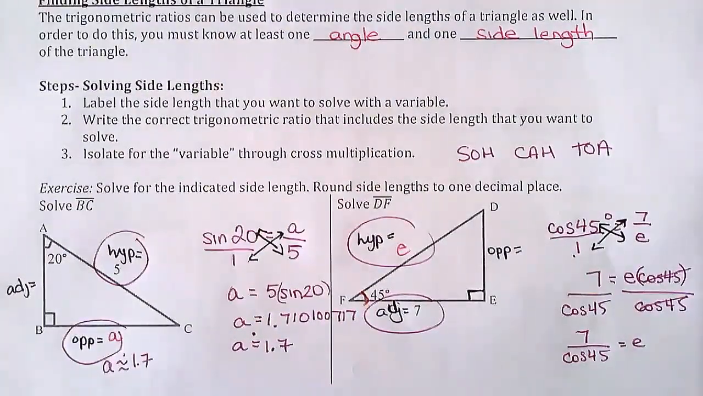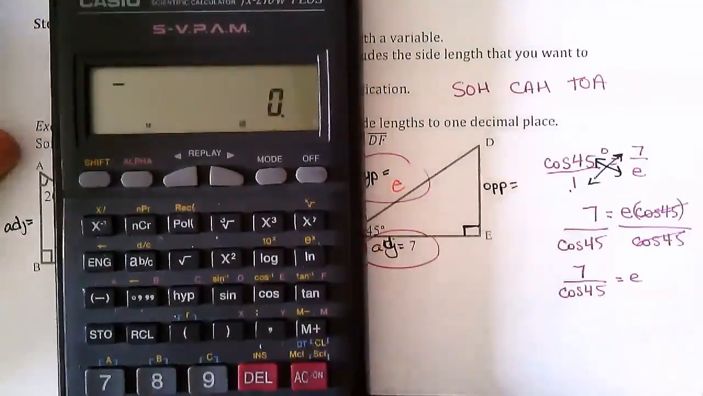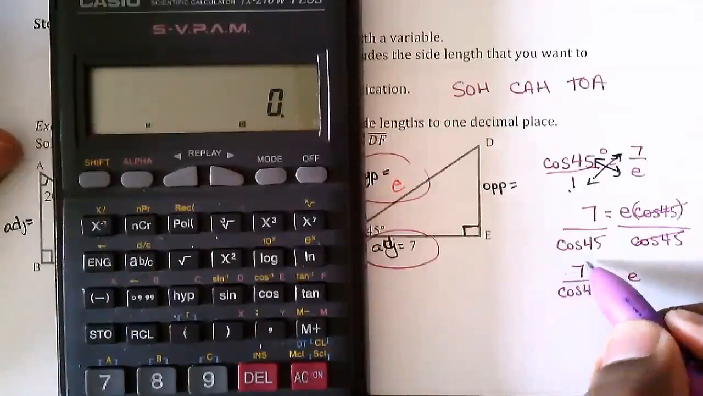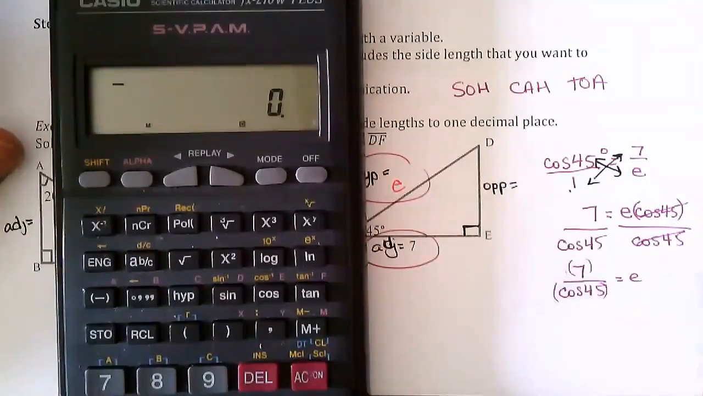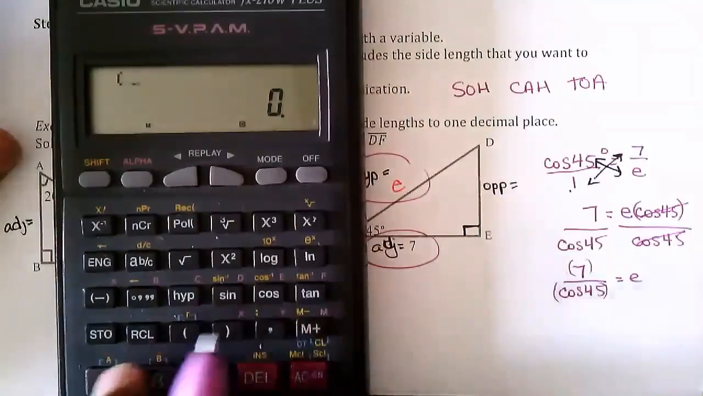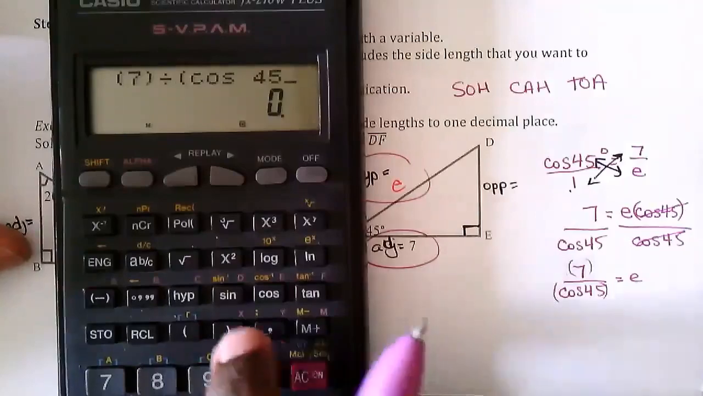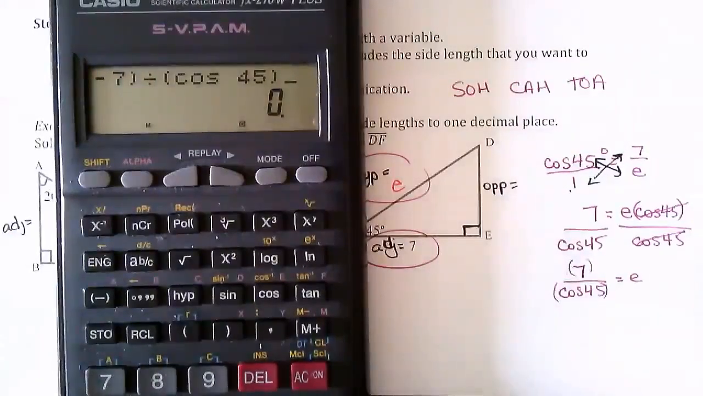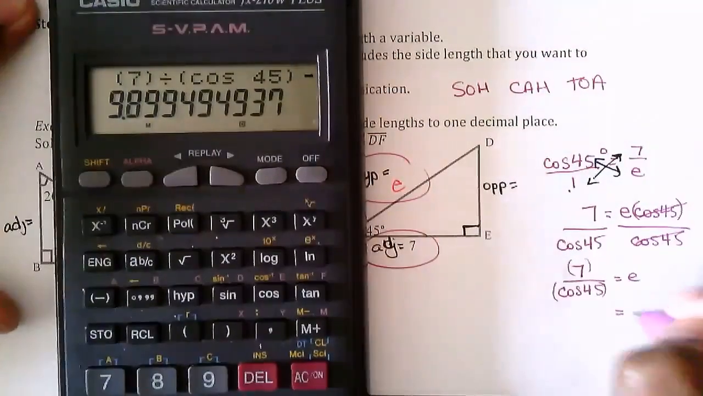Okay? Right now, you've isolated for e. There's nothing you can do except plug it into your calculator. So be careful here. We are dealing with fractions, so I suggest that you put things in fractions. Again, it would be all of this in brackets divided by all of this in brackets. So 7 divided by cos 45. Notice how I put the numerator in a bracket and the denominator in a bracket. And that's about 9.994, whatever.